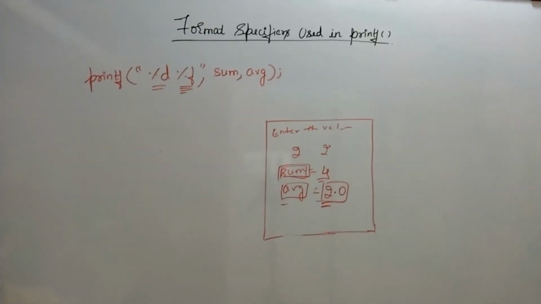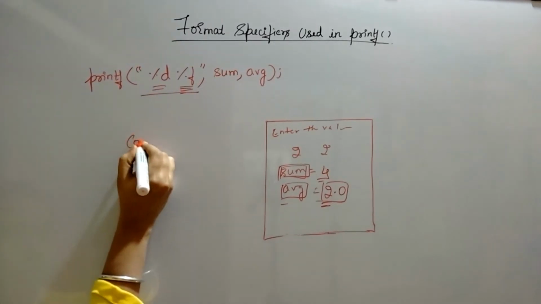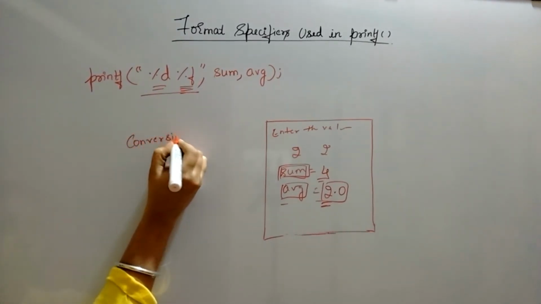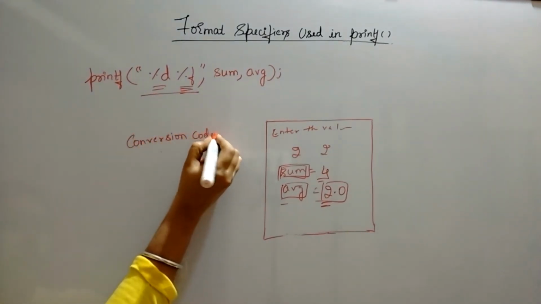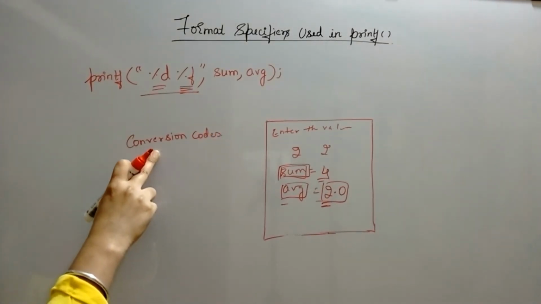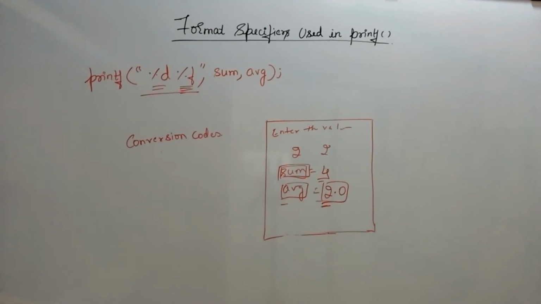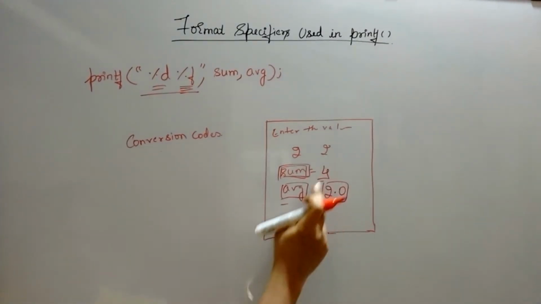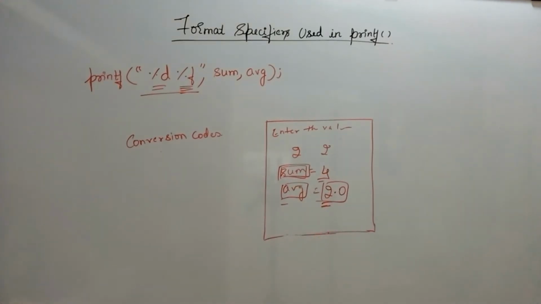This is done by using the format string, by using conversion codes. By using this conversion code, the data read from memory is converted to the appropriate data type, and then it will be displayed in your output screen. This is about format specifiers.